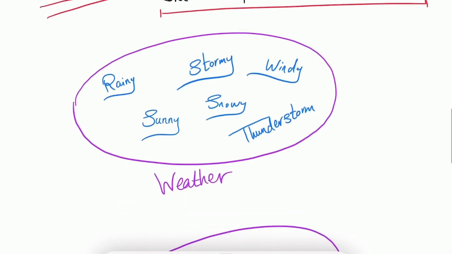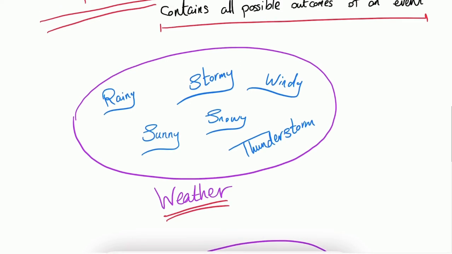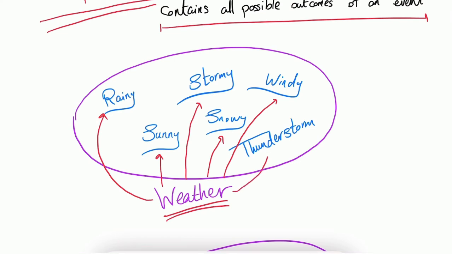So for example, suppose that we're talking about the weather. The weather is the event we're talking about. So it can have different outcomes. For example, the weather can be rainy, the weather can be sunny, the weather can be stormy, snowy, windy, or we may have a thunderstorm, for example. So this purple circle you're observing here will form the sample space of the weather.